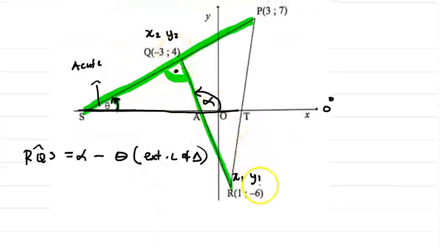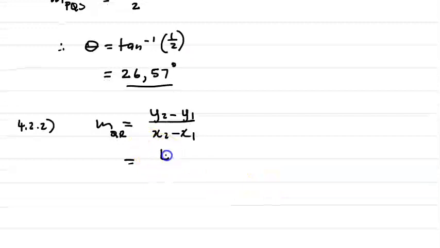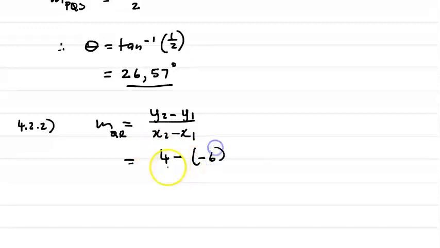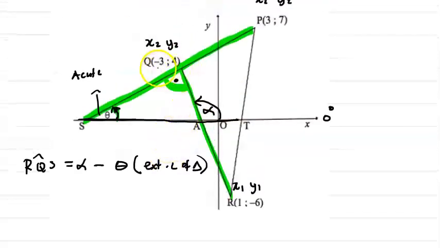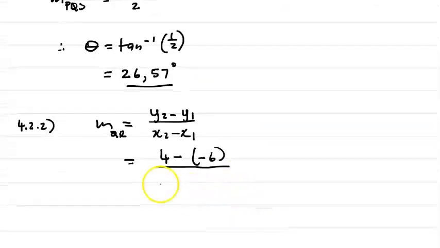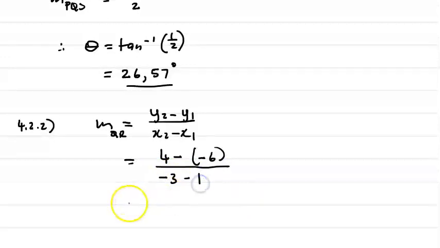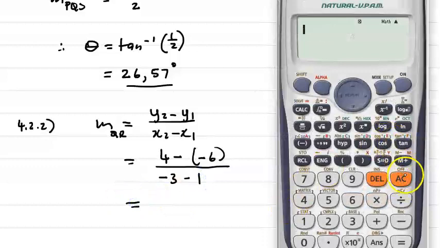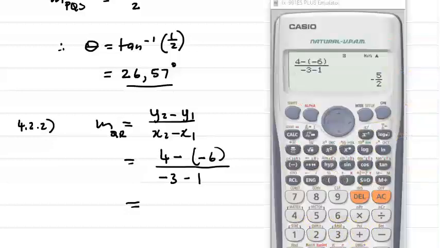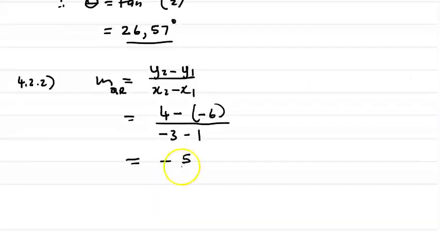So y2, 4 minus 6, so that'll be 4 minus 6 all over x2 minus x1, which will be minus 3 minus 1. And let's put that in our calculator. So we have 4 minus, in brackets, minus 6, all over minus 3 minus 1, equals minus 5 over 2. So therefore, the gradient of QR is equal to minus 5 over 2.